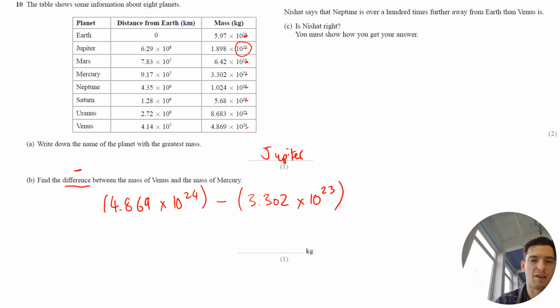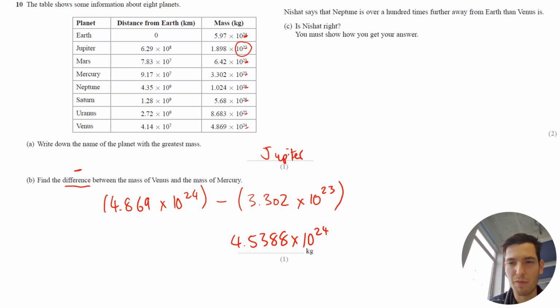And my answer, just going to write it out. Easy 2 marks or just 1 mark to get there. Nishat says that Neptune is over 100 times further away from Earth than Venus is. Is Nishat right? You must show how you get your answer.